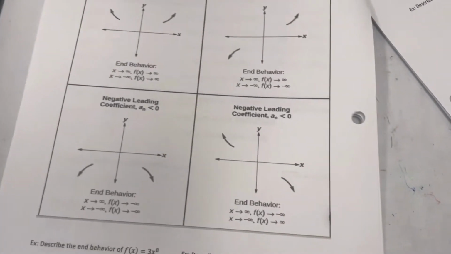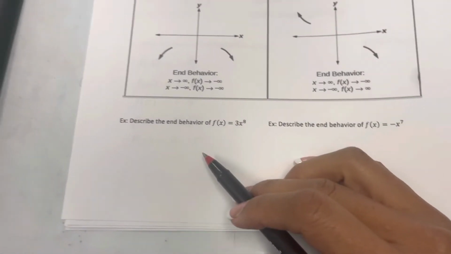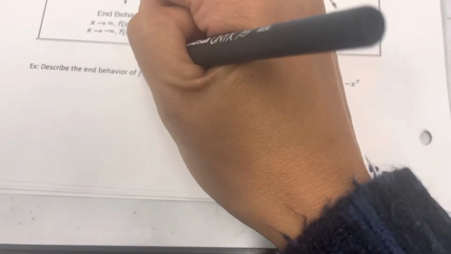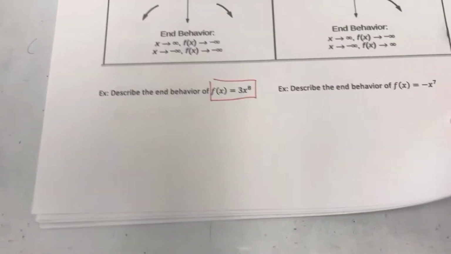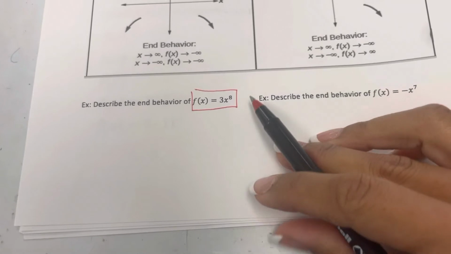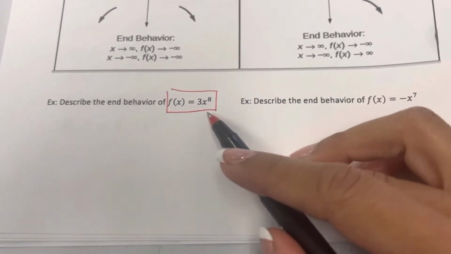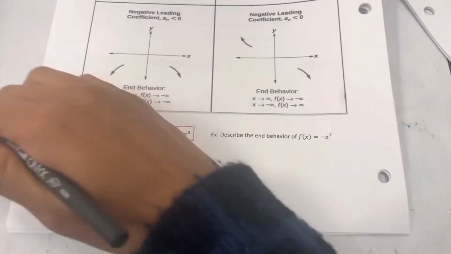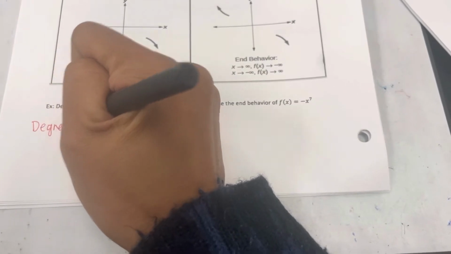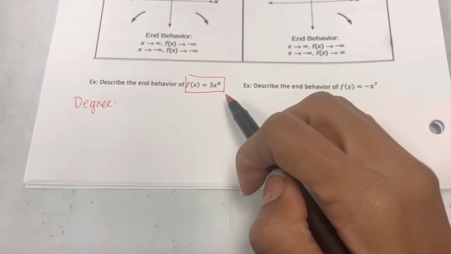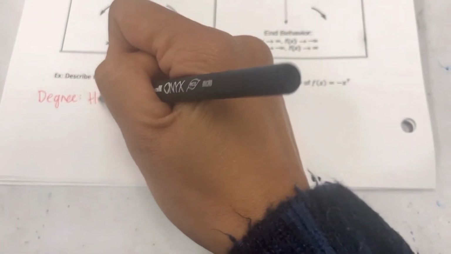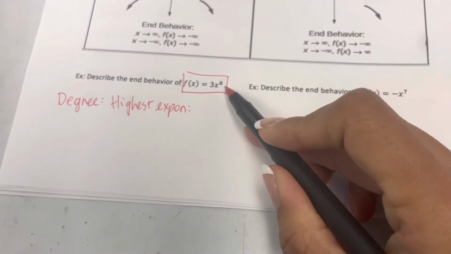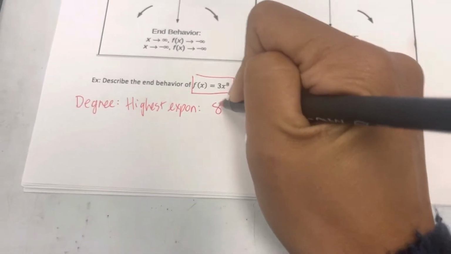So there are some patterns here that we can find out. Looking at this example first of all, it says, describe the end behavior of this function. f of x is equal to 3 times x to the 8th power. So I hope you can see that it says to the 8th power. The first thing you want to ask yourself is, what is the degree of this polynomial? The degree is the highest exponent, right? And the highest exponent in this problem is 8, so the degree is 8.